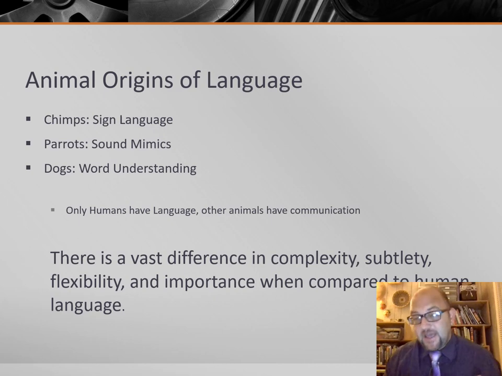Now, with that said, the best research that we have so far, emphasis on the "so far," is that there is this vast difference in complexity, subtlety, flexibility, all of this, when you talk about human language compared to animal language. And a good example of this is if I said to you, lightsaber. I've always had one or two students who've never seen Star Wars, but even they know what a lightsaber is. Every single one of you knows what a lightsaber is.